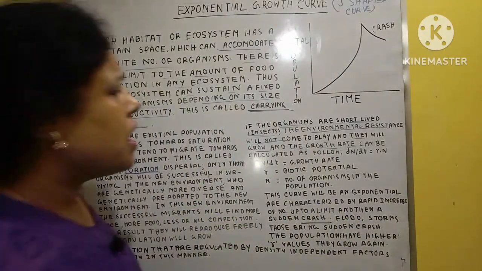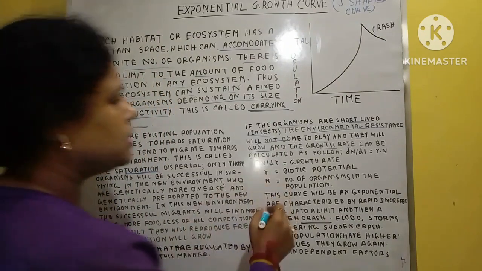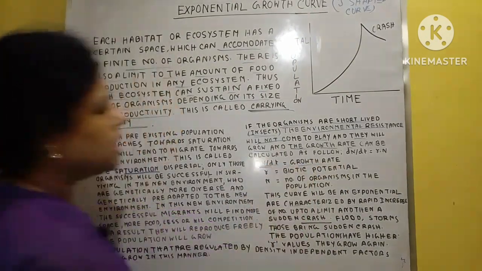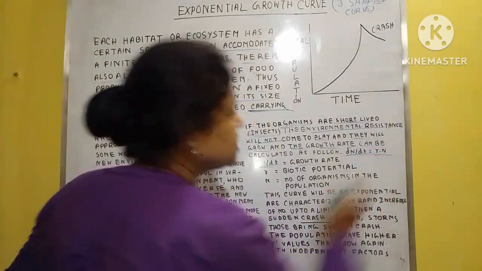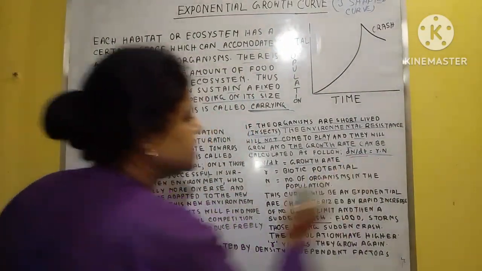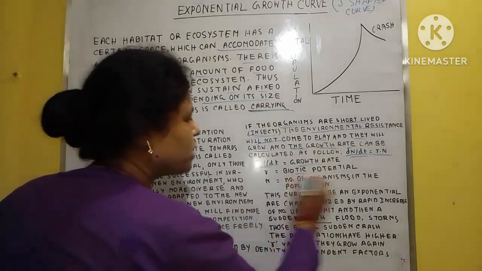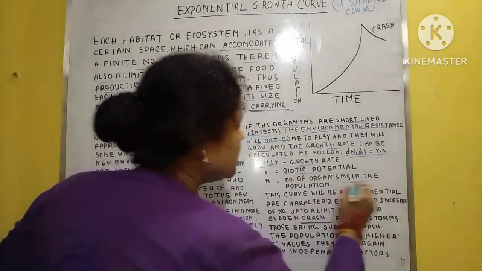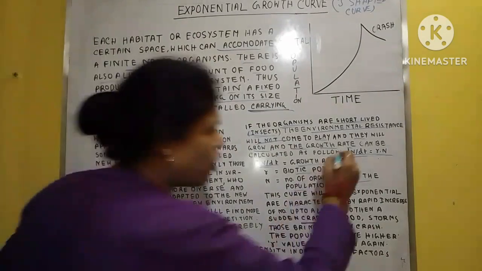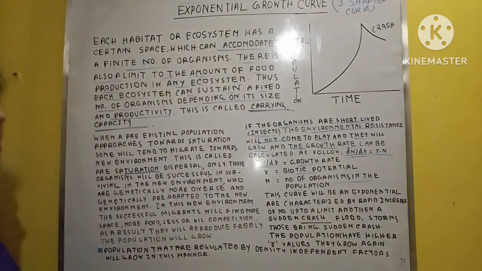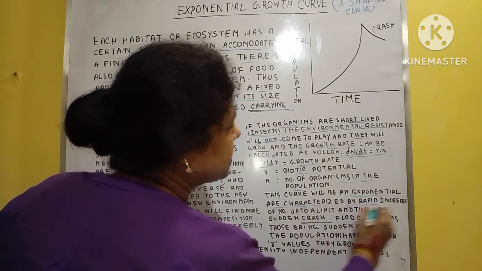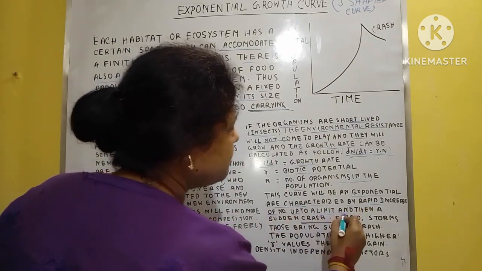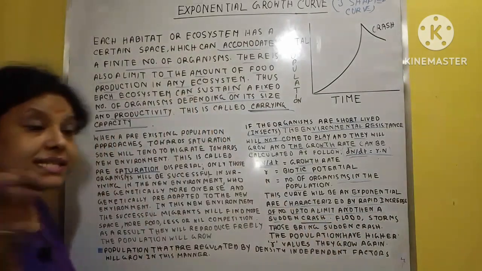And how can we calculate the growth rate? This is the formula: dN/dt = r·N. Here dN/dt is the growth rate, r is the biotic potential, and N is the number of organisms in the population. This is the formula by which we can calculate the growth rate of that kind of population. Clear? And this curve will be exponential, characterized by a rapid increase of number up to a limit and then a sudden crash.